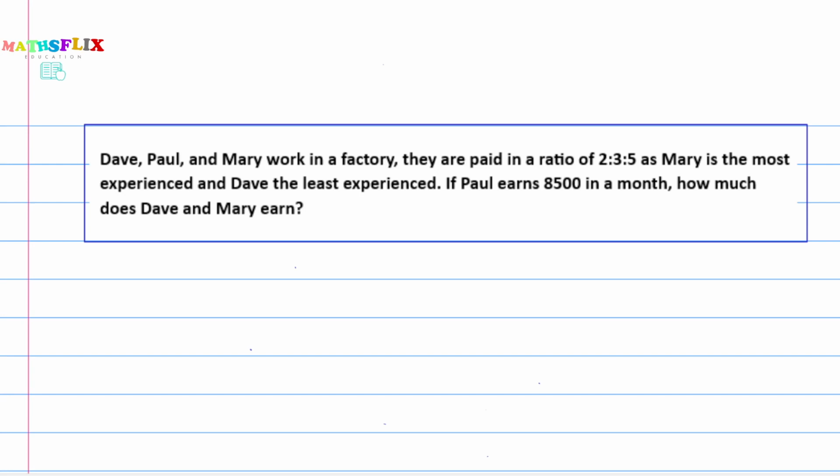Dave, Paul, and Mary work in a factory. They're paid in a ratio of 2 to 3 to 5. As Mary is the most experienced and Dave the least experienced, if Paul earns 8,500 in a month, how much do Dave and Mary earn?